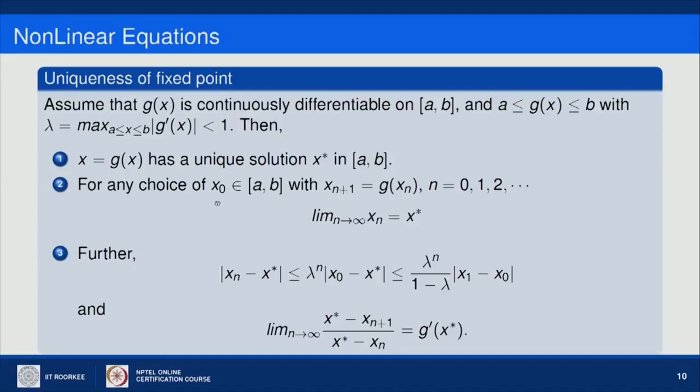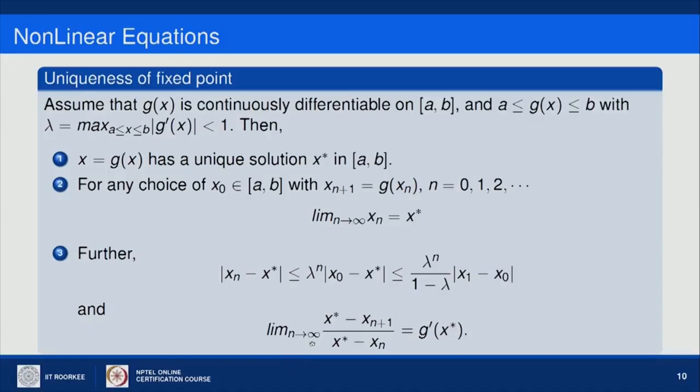The other one is that for any choice of x0 in this interval [a, b], with x(n+1) equals g(x(n)) and n equals 0, 1, 2, etcetera, the sequence x(n) will converge to this unique fixed point. Further, the absolute value of x(n) minus x star will be less than or equal to lambda raised to power n times |x0 minus x star|, because one lambda will be added in each iteration. Like |x(n) minus x star| is less than or equal to lambda times |x(n-1) minus x star|, less than or equal to lambda square |x(n-2) minus x star|, and so on, and that will be less than or equal to lambda raised to power n upon 1 minus lambda into the absolute value of x1 minus x0.